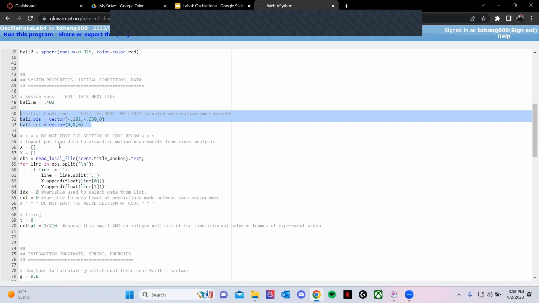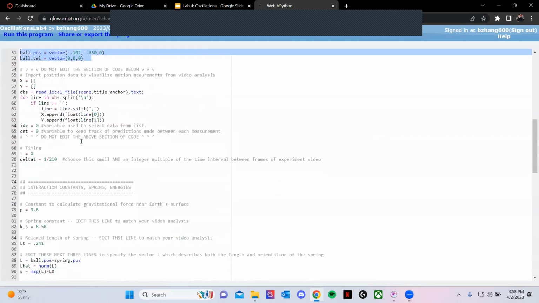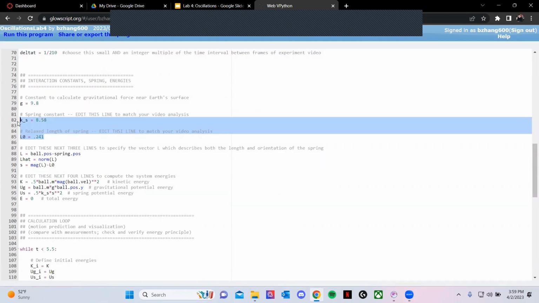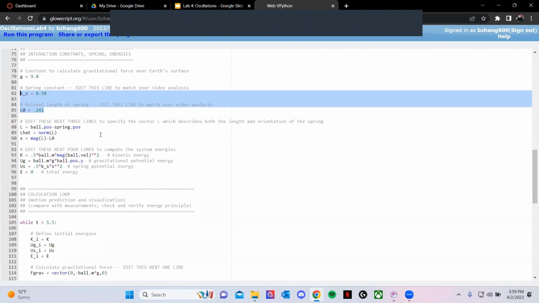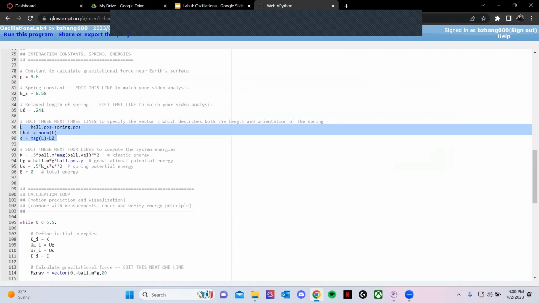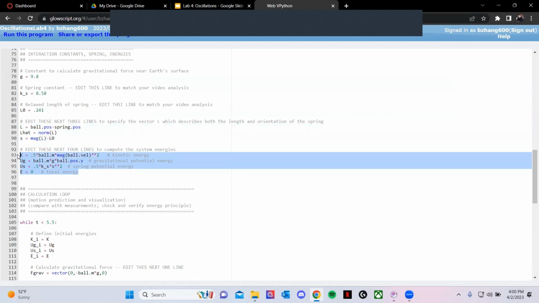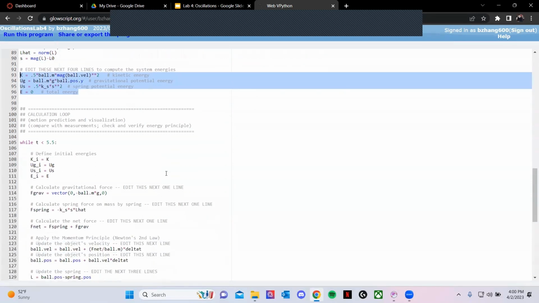Here are the initial conditions of the mass. See our spring constant and initial relaxed length that we calculated. Here we can see the spring's displacement. Here we can see an application of the energy principle, as mentioned earlier.